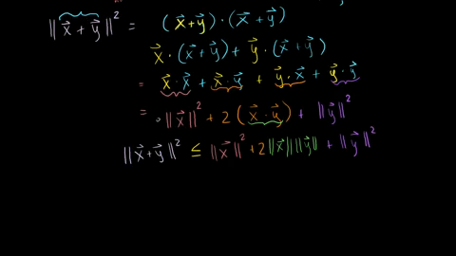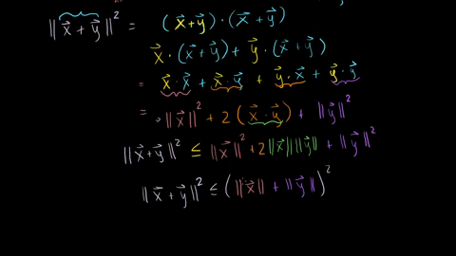This term on the right-hand side is the exact same thing as the length of x plus the length of y, everything squared, right? If you just square this out, you'll get the length of x squared plus 2 times the length of x times the length of y plus the length of y squared. So the length of our vector x plus y squared is less than or equal to this quantity over here.